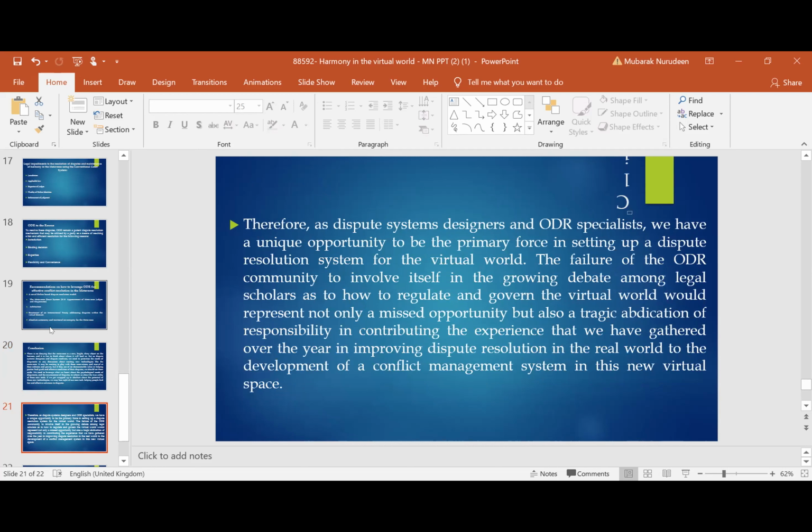The failure of the ODR community to involve itself in the growing debate among legal scholars as to how to regulate and govern the virtual world would represent not only a missed opportunity, but also a tragic abdication of responsibility in contributing the experience that we have gathered over the years in improving dispute resolution in the real world to the development of a conflict management system in this new virtual space.